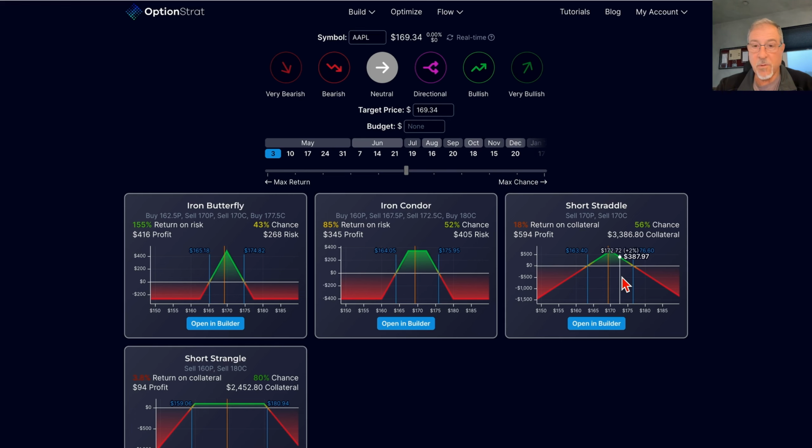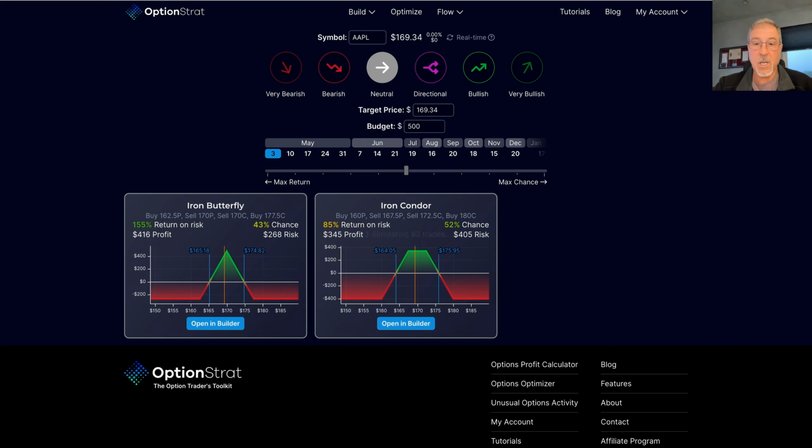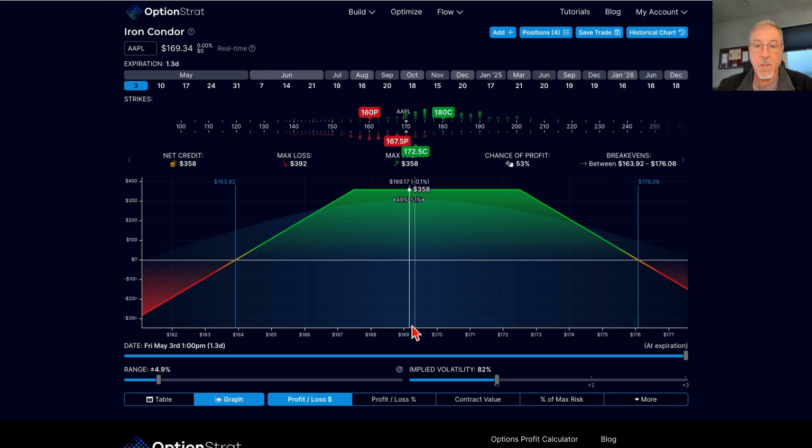Now there's also another way I can filter these out. I can say, you know what? I only have a budget of $500 that I'm willing to put into this trade. OptionStrat will eliminate the trades that won't fit my criteria. So now that I've narrowed this whole thing down, I think I'm going to focus on doing a condor. And the reason I like this is it's got a little bit wider break-evens, and I'm actually going to widen them out even further, as we'll see in a minute. So I'm going to open this one in the builder.